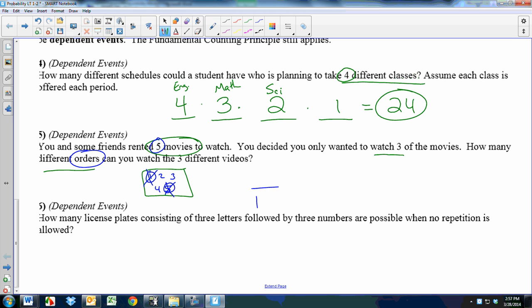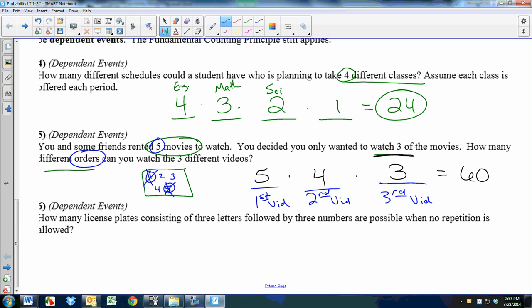So translation is your first video, your second video, and your third video that you're going to watch. Those are the decisions. You have 5 choices for the first video. And as soon as you watch it, you only have 4 left for the second video. And then you only have 3 videos left for the third video. You're not going to pick a 4th video because you're only watching 3 movies. So 5 times 4 times 3 gives you 20 times 3 gives you 60.